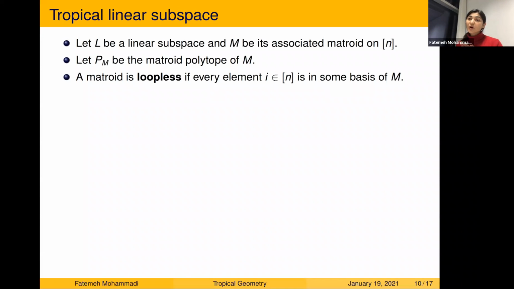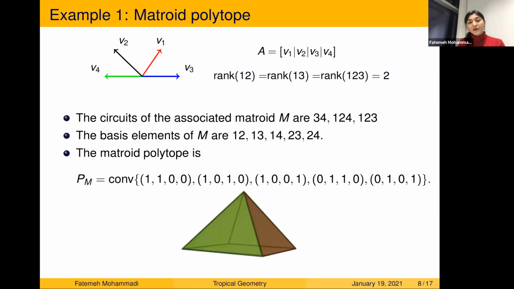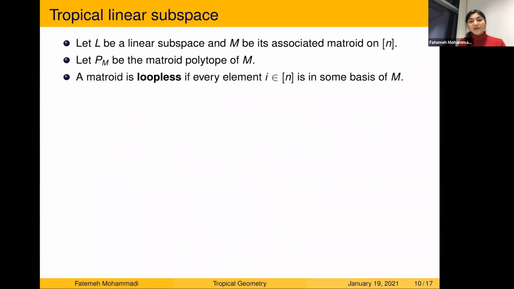And then it had this property that whenever you look at the edges of your matroid polytope, they are just e_i minus e_j for some i, j. So that was a characterization for the matroid polytope. Every face of a matroid polytope is also a matroid polytope. For example, I have it here.